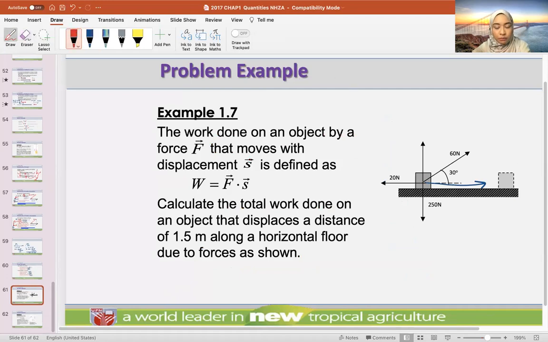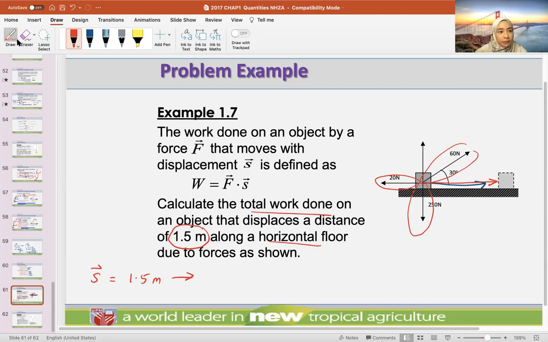Okay, and then it moves with displacement S, and the force that is applied is 60 to this way and 20 to the left and 250 downwards. Calculate the total work done on an object that displaces a distance of 1.5 along a horizontal floor. So it's going to the right lah, due to the forces as shown. Okay, so I want you guys to try this one.